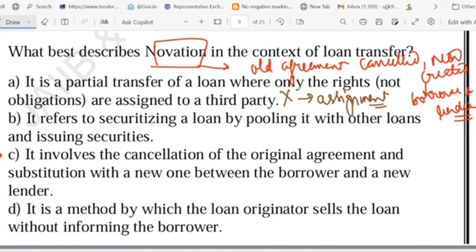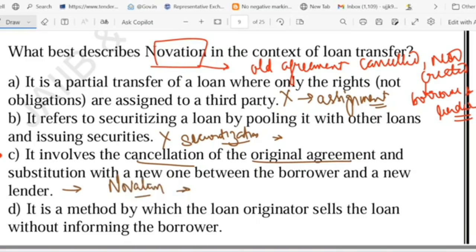What about option B? This is also wrong, because this process is called securitization. That is a completely different concept. It involves packaging loans and selling them as securities. What about option C? Cancellation of the original agreement and signing a new one. Yes, this is exactly right. This is what we call novation.